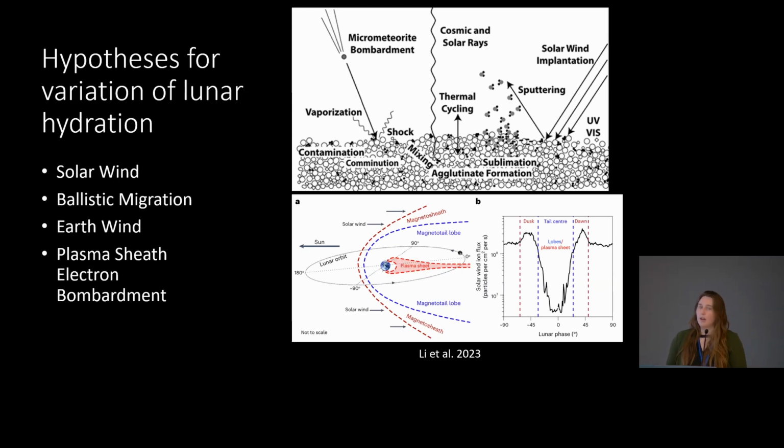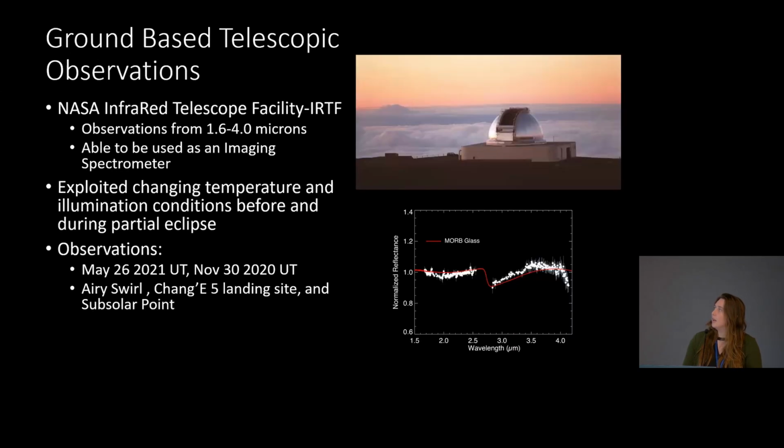Then we also have the ballistic migration of water molecules across the lunar surface, which Paul was talking about. And then while we're in the magnetotail, it's also hypothesized that we could get ions sourced from the Earth to form hydration. And it's also hypothesized that high energy electrons in the plasma sheet could stimulate the production of hydration in the lunar surface. So I will be distinguishing between those last three as we continue talking.